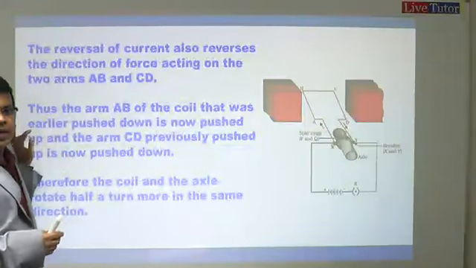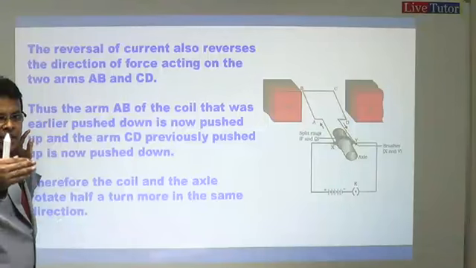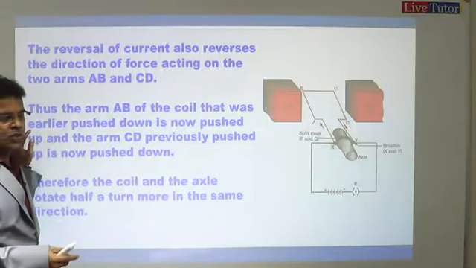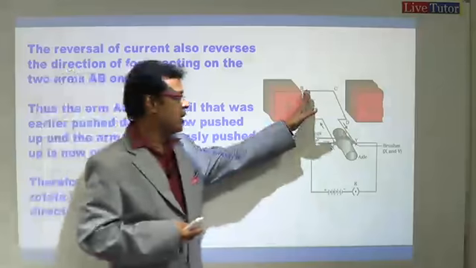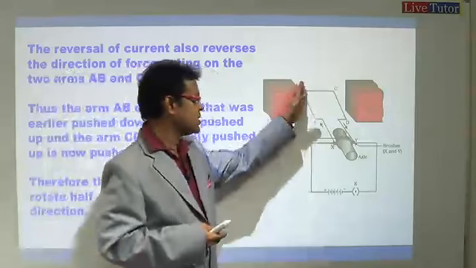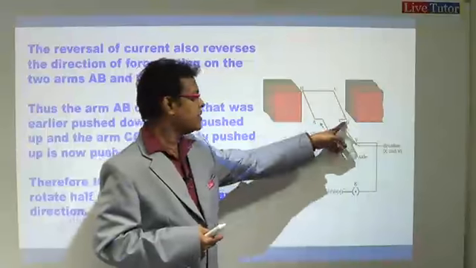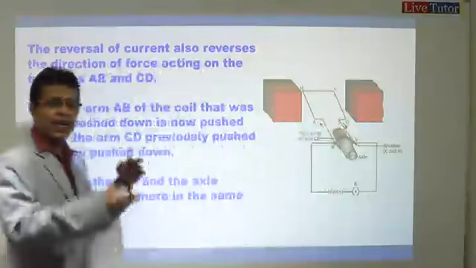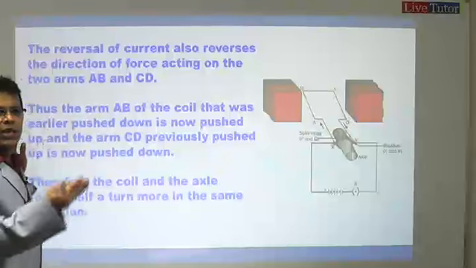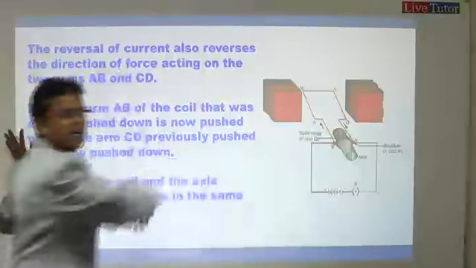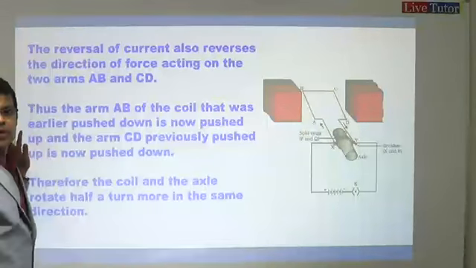After reversing, what will happen? The reversal of current also reverses the direction of force. Already we saw that the force was going downward, that is, the arm AB is going downward, isn't it? Arm CD was moving upward. Again, when it is reversed, what will happen? The arm AB will move upward and CD will go downward.